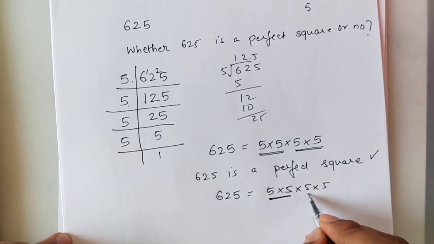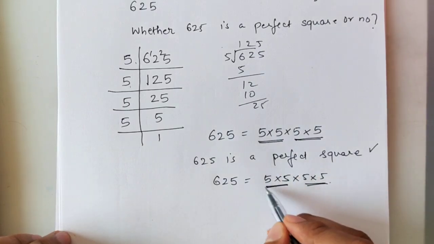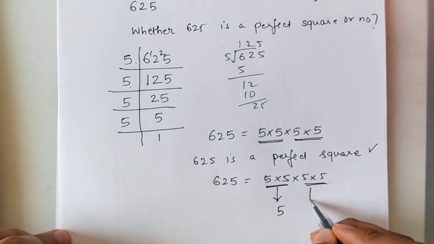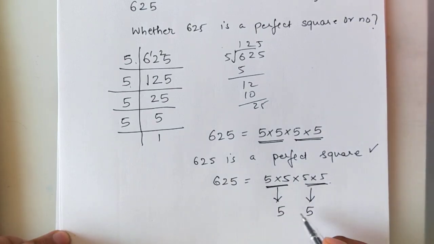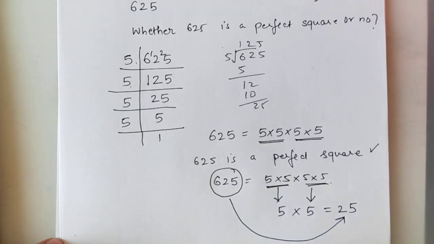I made pairs like this. I've told you, whenever pairs are made, from one pair you take only one number. So you take 5 from here. From this pair you will take another 5, and 5 into 5 is 25. That means 625 is a square of 25. Or you can say in other words that the square root of 625 is 25. Understood?